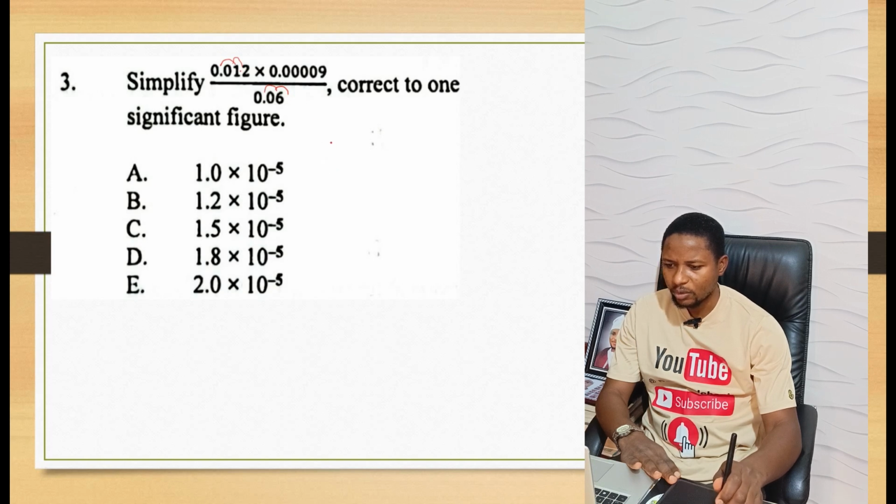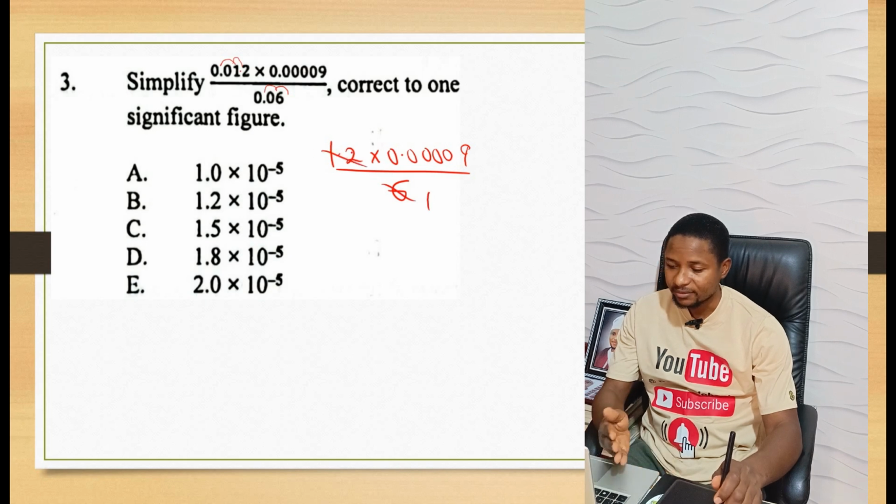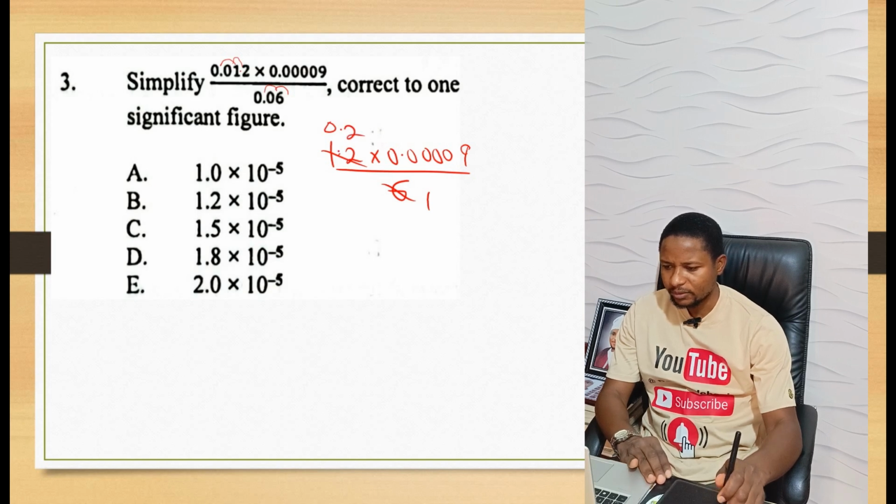So you have 1.2 times 0.00009 over 6. Then 6 in 12 is 2. So therefore 6 in 1.2 will give you 0.2. And you have 0.2 has 1 dp.